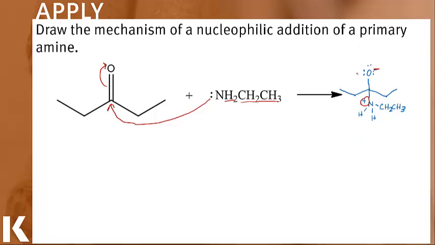What's going to happen is our oxygen is going to, because it's negatively charged, come down here and grab one of these hydrogens so that it can leave the amine, and the nitrogen now is going to be charged as a neutral molecule. This is going to be the product of that. Now, both my oxygen and my nitrogen here are neutral.